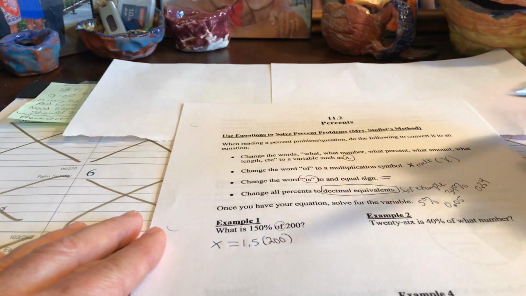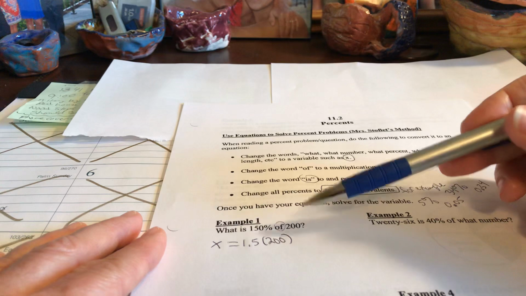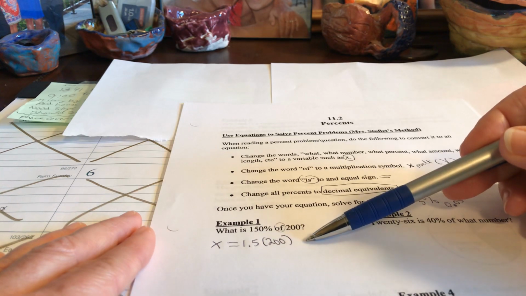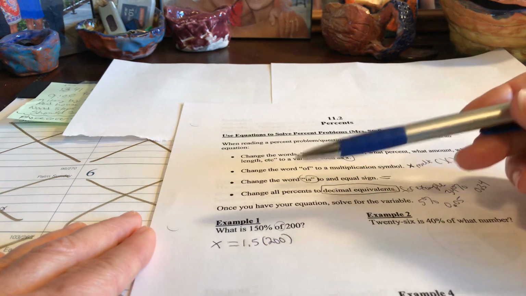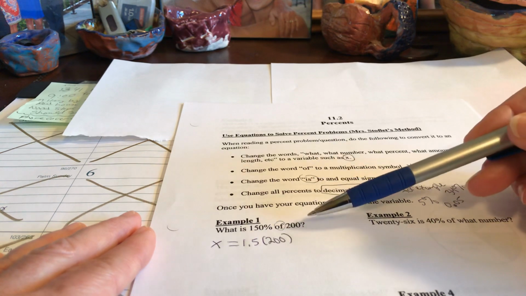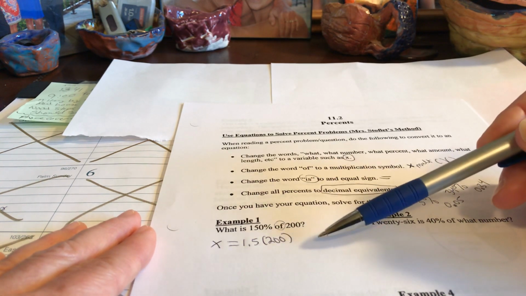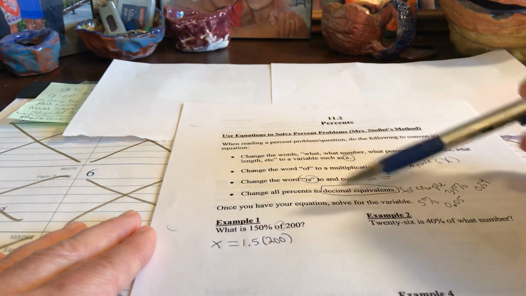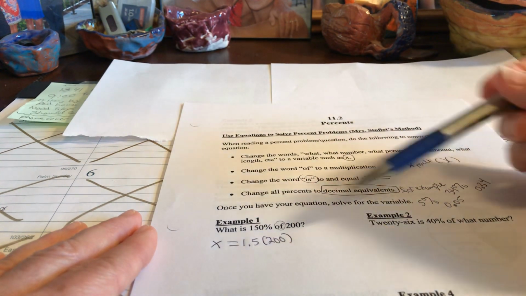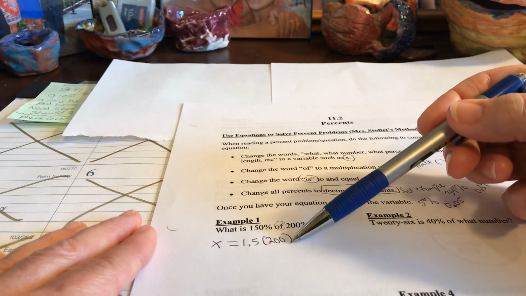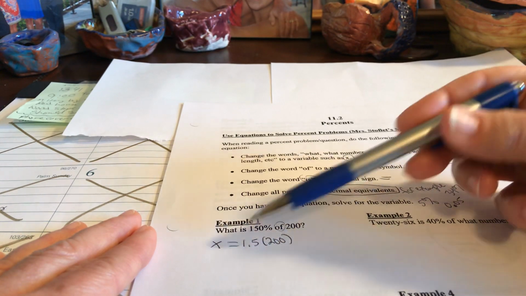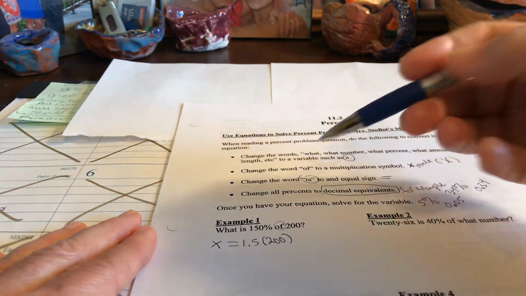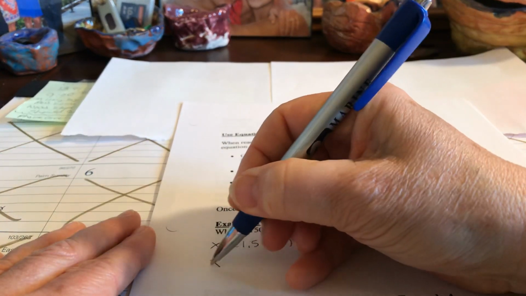Show a little work on these, please. Show that you know how to change the question to a math problem. Okay, I know some of you can find 150% in your head, so can I. I'm not as concerned about, hey, I can get the answer, but can you use this format, I guess. So I think you know that 1.5 times 200, if you multiply this, you're going to get 300. X equals 300.